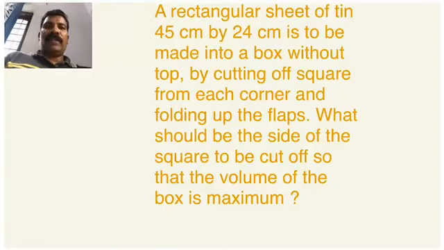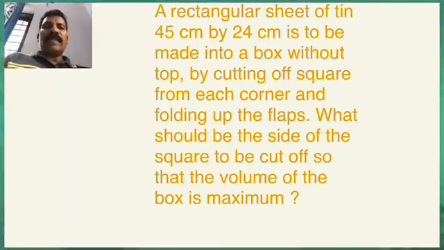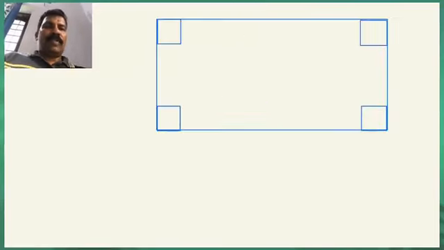A rectangular sheet of tin 45 cm by 24 cm, that's the dimension of the tin sheet, is to be made into a box without a top, that is an open box, by cutting off square from each corner and folding up the flaps. What should be the side of the square to be cut off so that the volume of the box is a maximum? How to solve this problem?